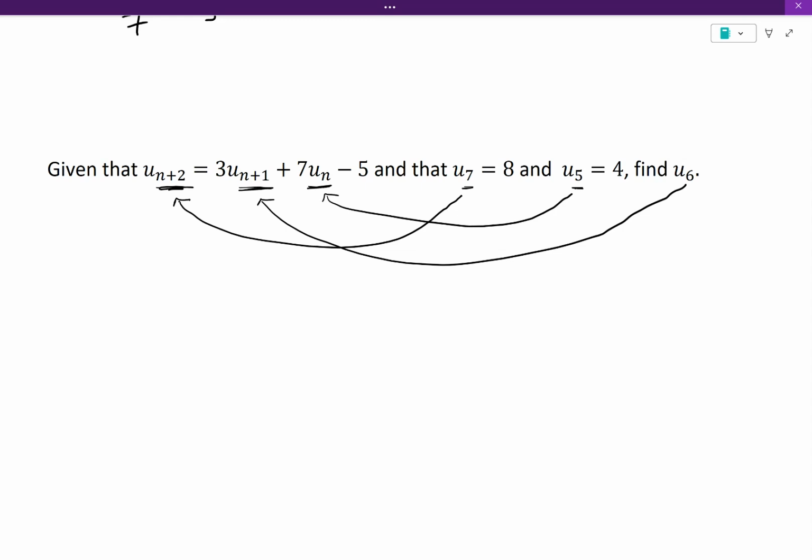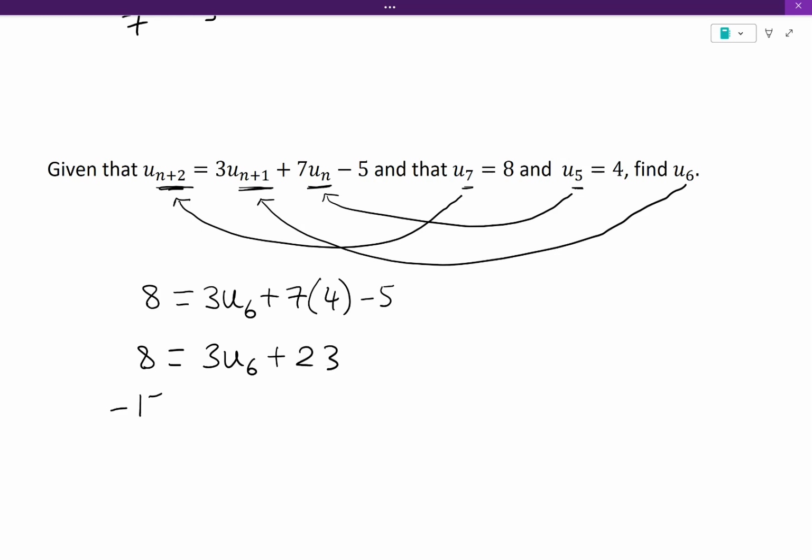So let's do our substitution. So we'd have 8 on the left-hand side again. Then we'd have 3 lots of un plus 1, which is just u6. I don't know what that is. And then we got plus 7 lots of un, which is u5, which is going to be 4. And then subtract 5. And once again, we've got an equation which we can solve to find u6. So we've got 28 subtract 5, so that's going to be 23. Then we subtract the 23, so we get negative 15 is equal to 3u6. And then dividing by 3, the sixth term would come out as negative 5.